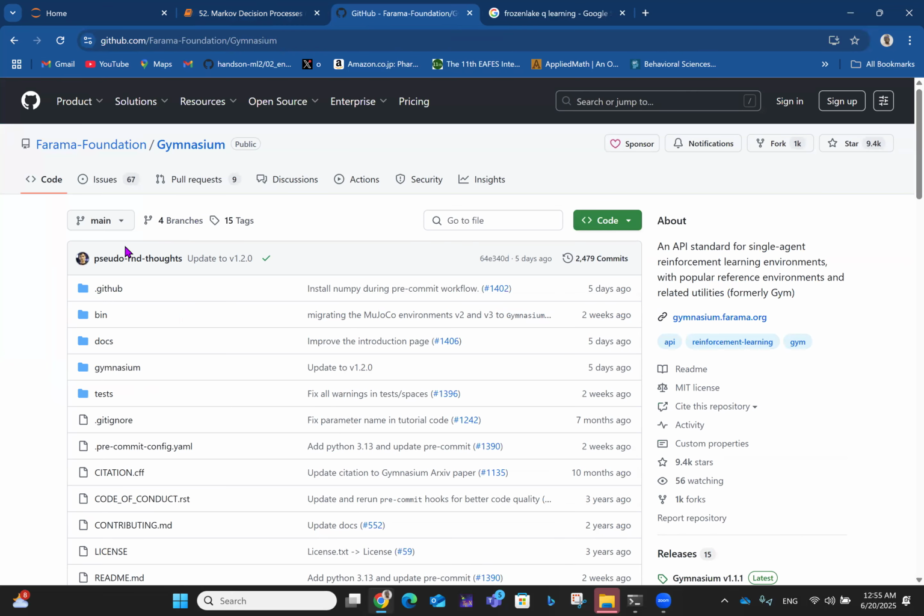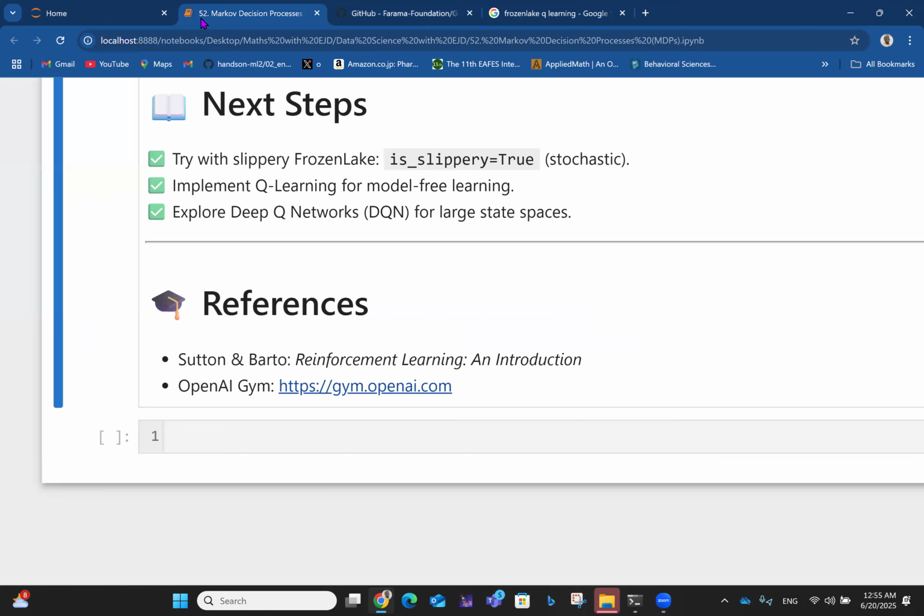It's an API standard for single-agent reinforcement learning environments, with popular reference environments and related utilities. It was formerly Gym. So in future you use Gymnasium, not Gym. But of course you can install Gymnasium and then import Gymnasium as gym to keep things short. With that, we come to the end of this interesting video about Markov decision processes for reinforcement learning.